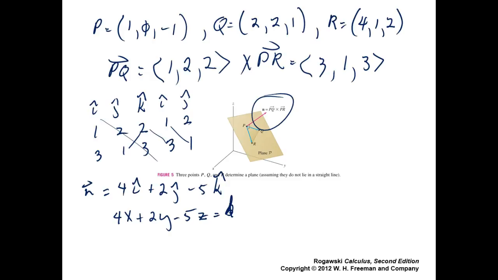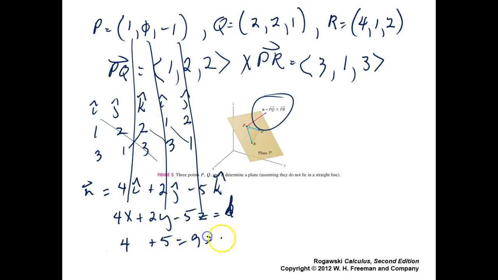Yeah, you could do a dot product, but even easier than that, plug in that initial point, P, for x, y, and z. That's really what the dot product would have given you, right? So plug it in. What does that give you? 4 times 2, 0, plus 5 equals 9. D is equal to 9.